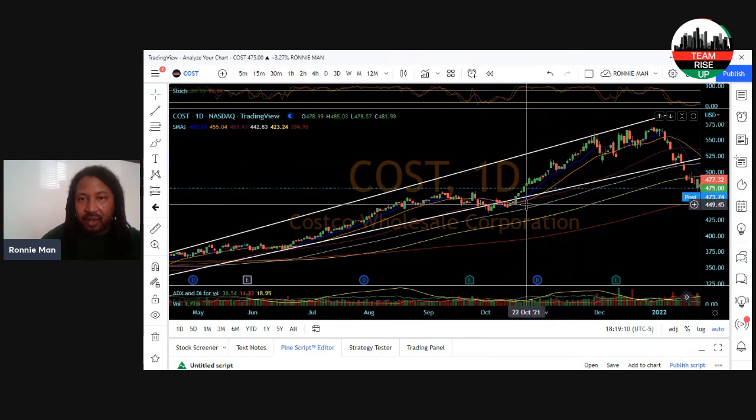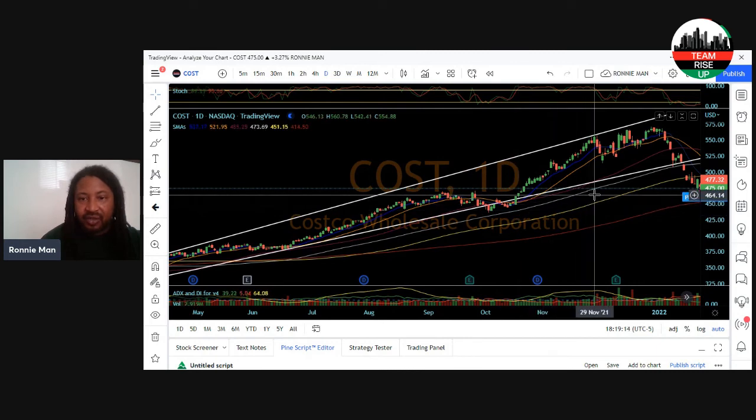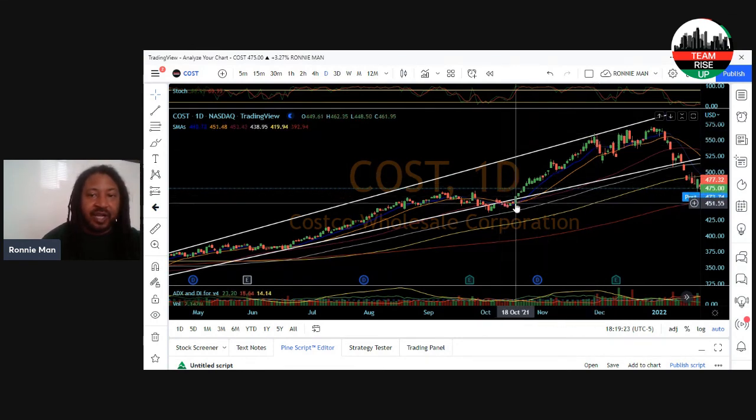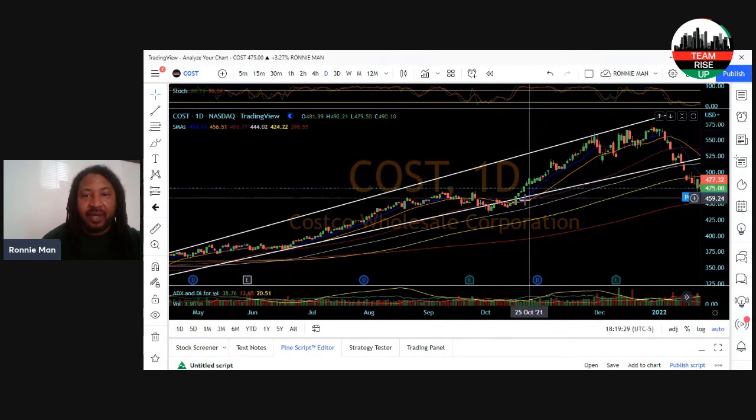and this was October 19th to November 29th, you could have rode this thing to a high of 560. That's a $100 move based off of trading off of a channel, a pivot off of a channel. Bought the time and let it rip.